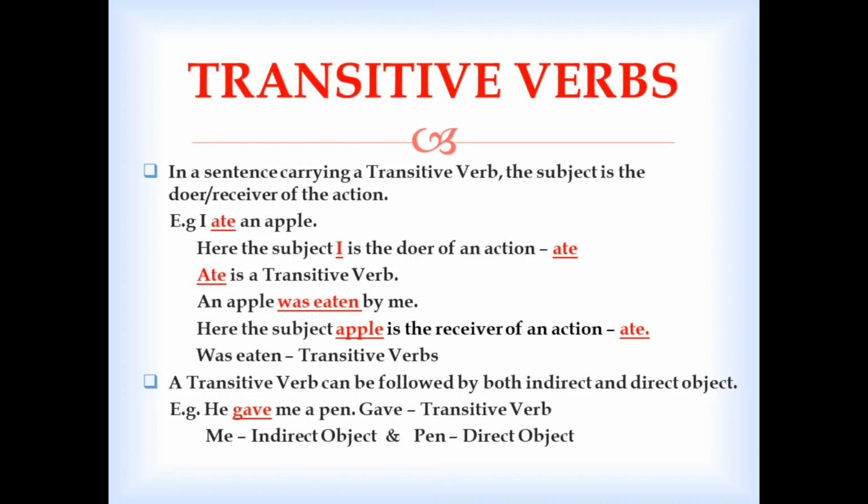Please note, a transitive verb can be followed by both indirect and direct object. For example, he gave me a pen. He gave what? Pen. Pen is the direct object. He gave a pen to whom? Me. Me is the indirect object and gave is a transitive verb.